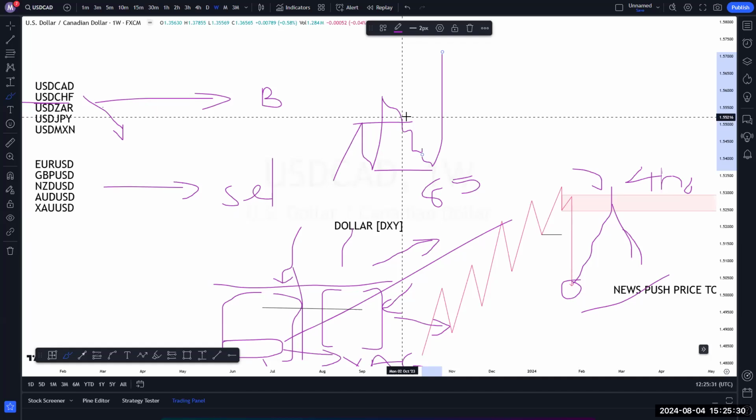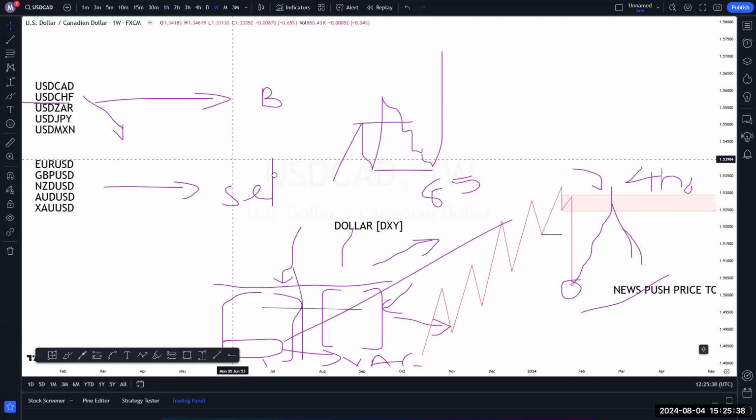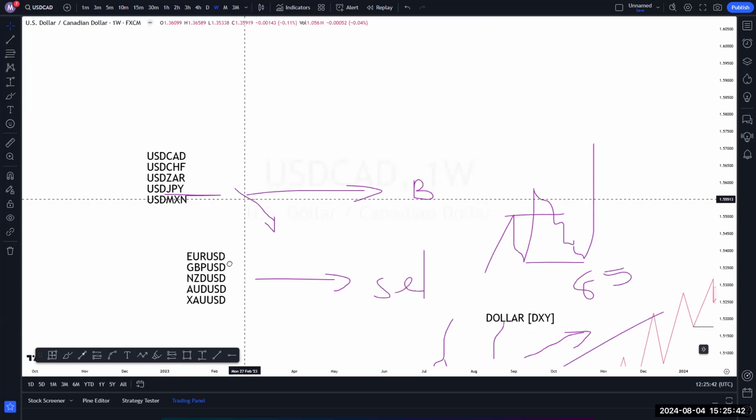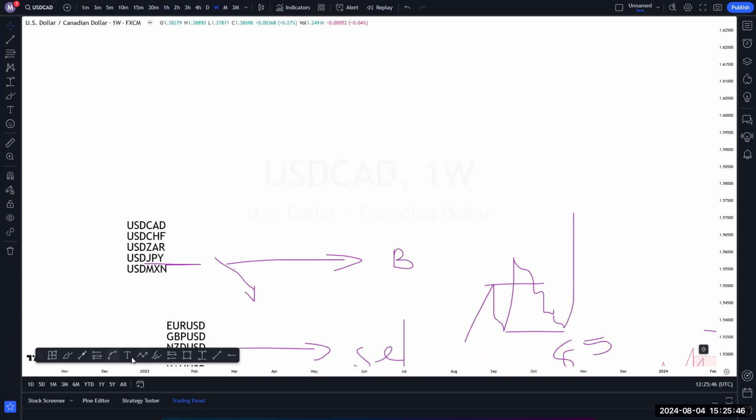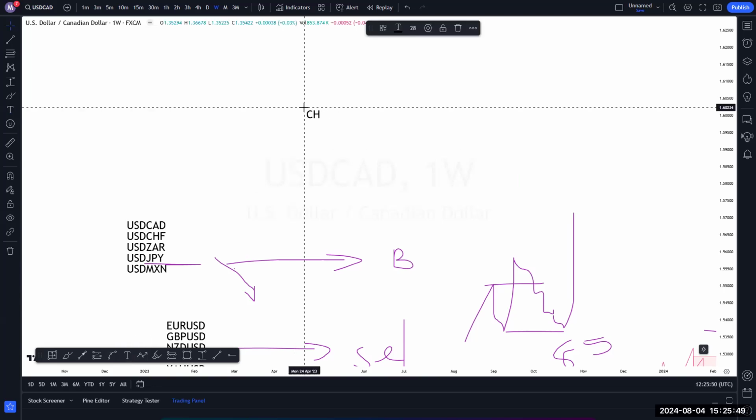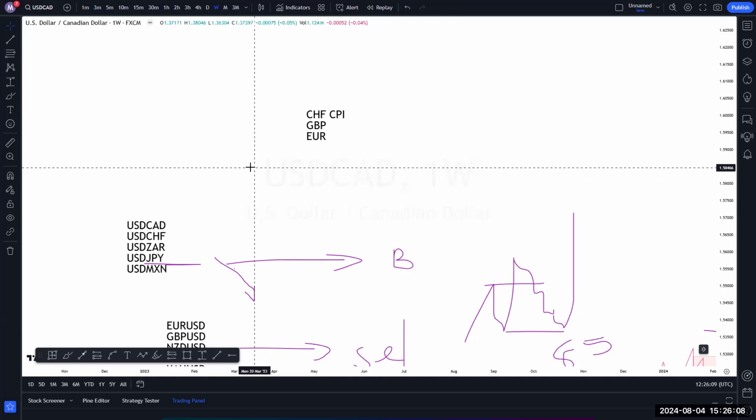Sometimes we have news like the CHF CPI, or GBP CPI, or Euro CPI news, and so on. This kind of news, we also trade based on available areas of liquidity, on those pairs that you all know.